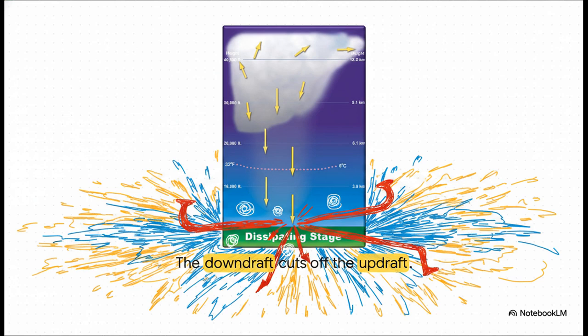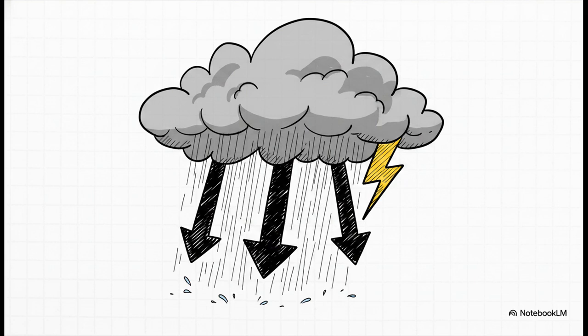The downdraft completely severs the storm's fuel line. Without that constant supply of warm, moist air to maintain itself, the updraft collapses entirely. The cloud becomes completely dominated by downdrafts, and the storm simply rains itself out and dies. Now, the rainfall intensity will definitely drop off rapidly during this dissipating stage, but as a meteorologist, I have to give a stern warning here.